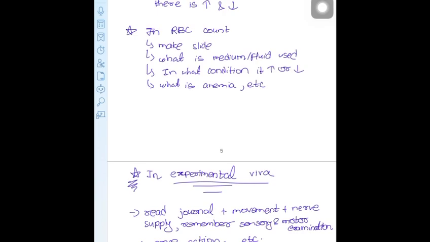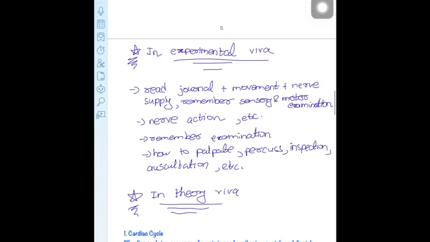what is iron deficiency, what is folic acid based anemia, megaloblastic anemia, what are its morphology, what are the characteristics of it, etc. In experimental, read journals plus movements plus nerve supply. Also remember motor and sensory examination. Remember nerve actions of all the 12 cranial nerves. Then remember examination, general examination.